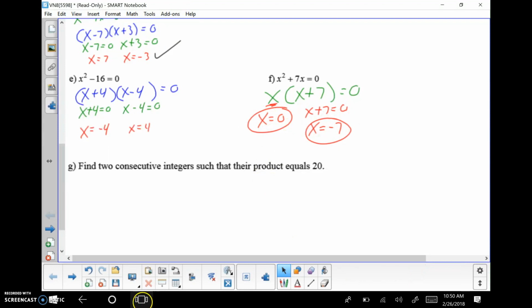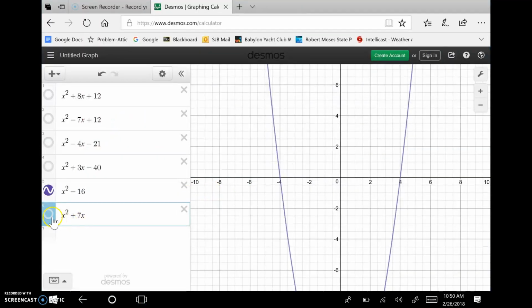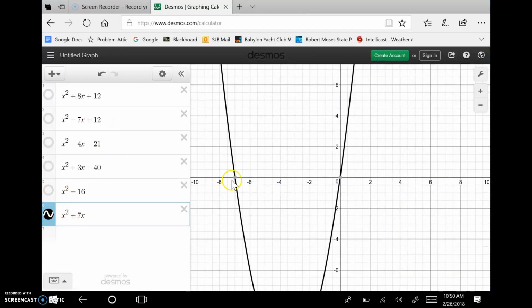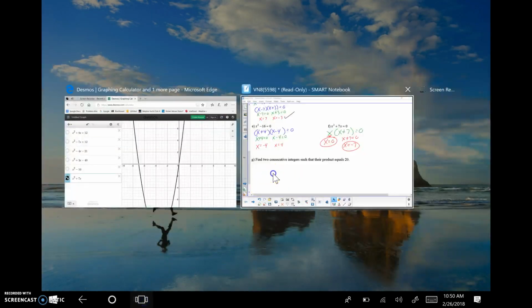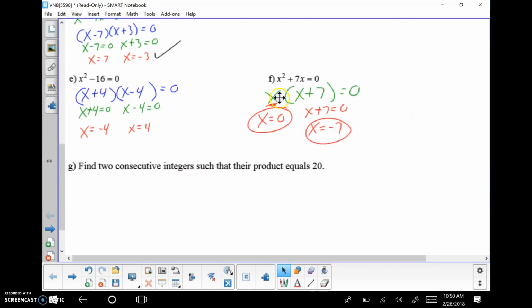Again, you can confirm that over here. That's this one down here. 0 and negative 7. So every time you have a variable GCF, like an x GCF, you're going to get a solution of 0.